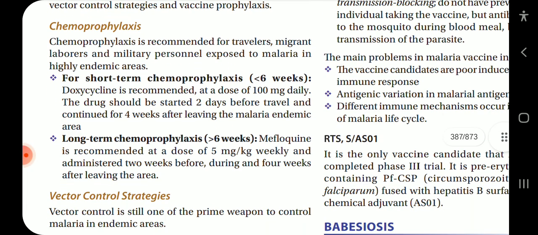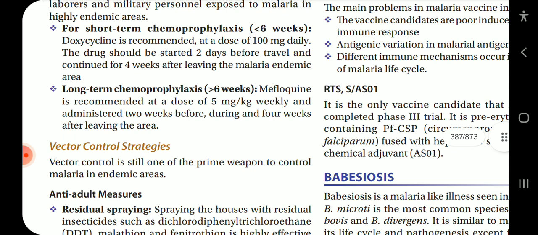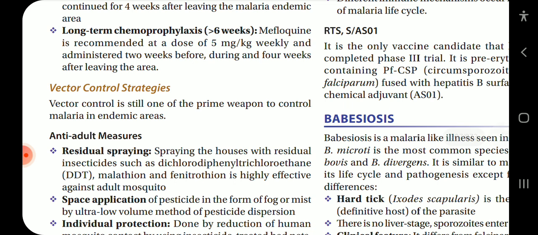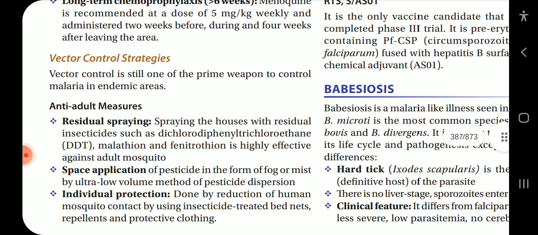Chemoprophylaxis. Chemoprophylaxis is recommended for travelers, migrant laborers, and military personnel exposed to malaria in highly endemic areas. For short-term chemoprophylaxis, less than 6 weeks, doxycycline is recommended at a dose of 100 mg daily. The drug should be started 2 days before travel and continued for 4 weeks after leaving the malaria endemic area. For long-term chemoprophylaxis, more than 6 weeks, mefloquine is recommended at a dose of 5 mg per kg weekly and administered 2 weeks before, during and 4 weeks after leaving the area.